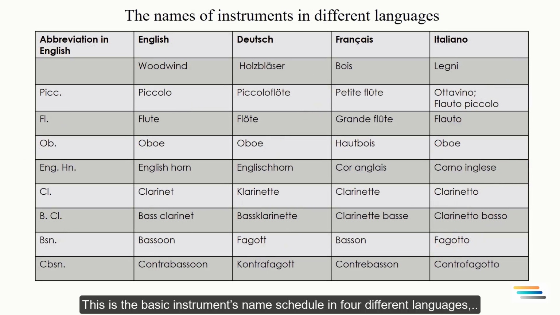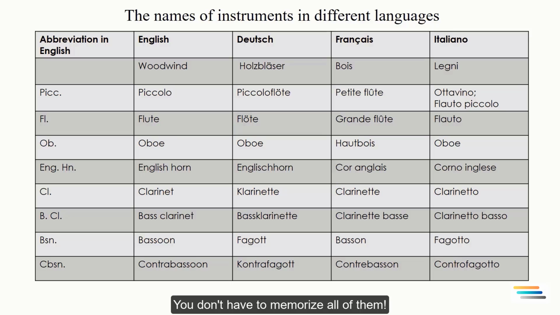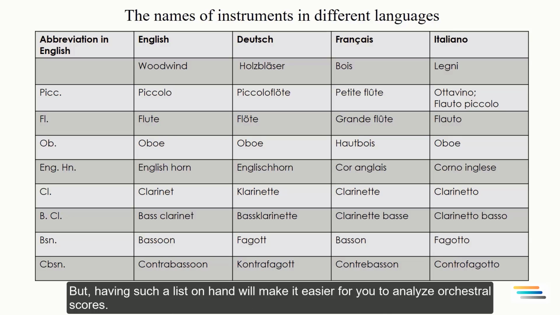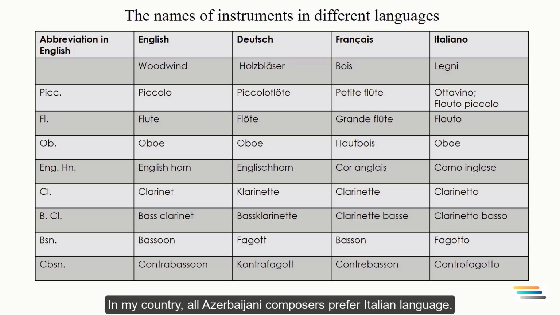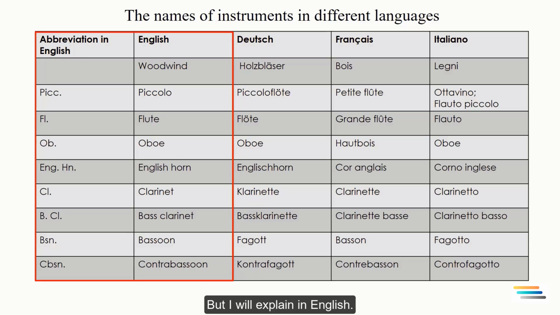This is the basic instrument names schedule in 4 different languages which dominate in orchestral scores: English, German, French, and Italian. You don't have to memorize all of them, but having such a list on hand will make it easier for you to analyze orchestral scores. For example, knowing the names of the instruments in French will help you when looking at Ravel's orchestration. In my country, all Azerbaijani composers prefer the Italian language, but I will explain in English.